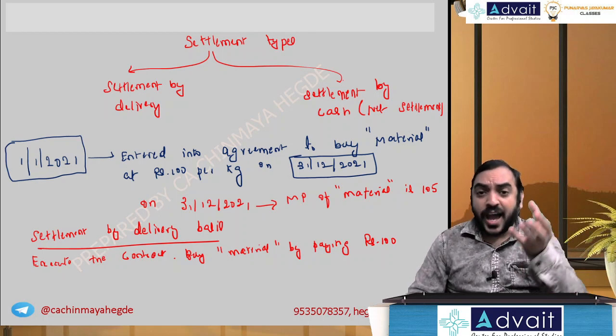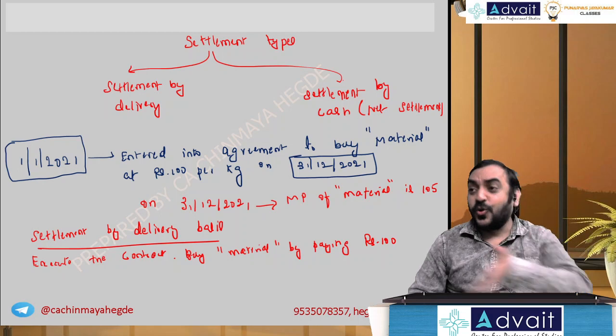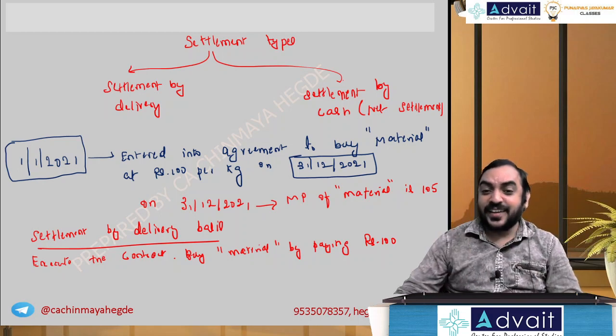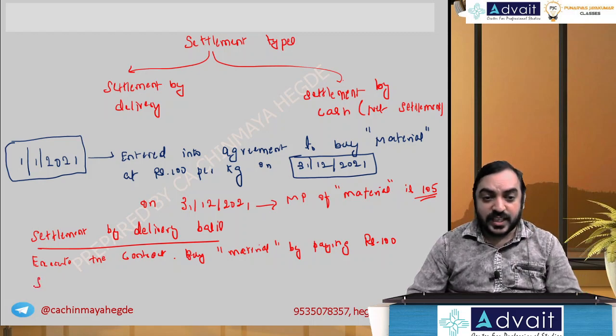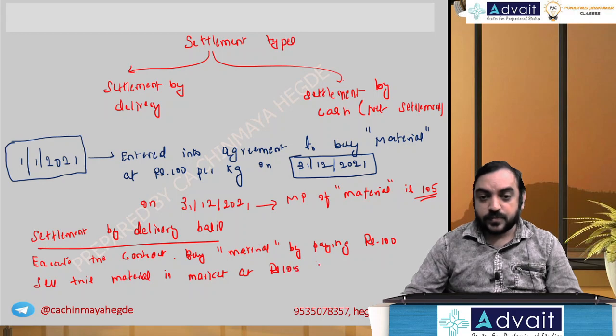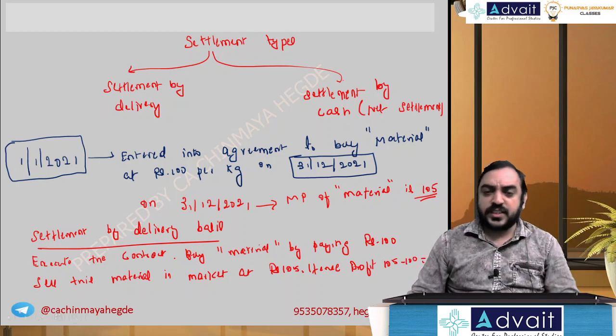Simple. Now you have the material with you. What can you do? You can go to the market, and in the market it is selling at what price? It is 105. Therefore, sell this material in the market at rupees 105, and thereby you make a profit of 105 minus 100, that is 5 rupees. Simple process.